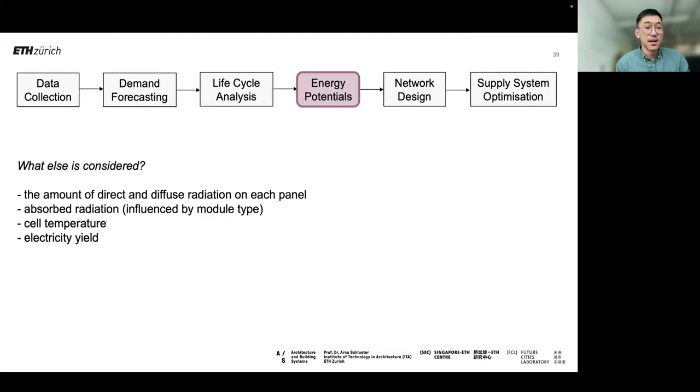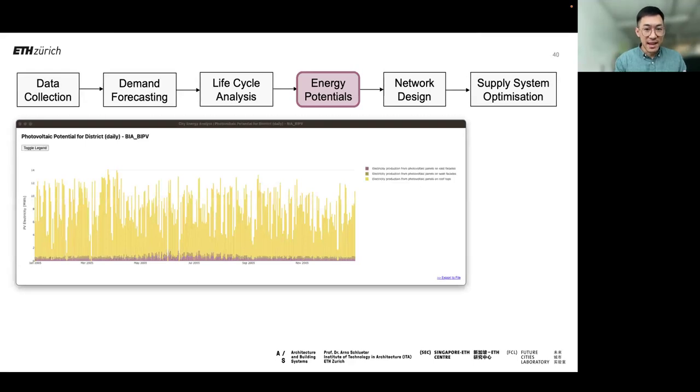And what else is considered? The amount of direct and diffuse radiation on each panel is considered. Absorbed radiation influenced by the module type is considered, and the cell temperature is considered. The output includes the electricity yield mostly by facade, by building, and is also in an hourly resolution. Again, this is an example of one building or one district visualized using the CEA dashboard for the electricity production of, I think, a monocrystalline panel.